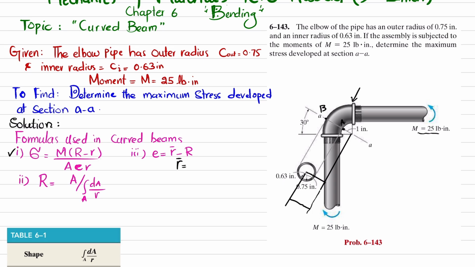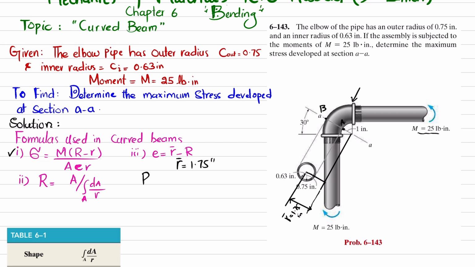Okay. And this R dash, I will write it over here. This R dash is equal to the distance from this center to this point. This is 1 inch already, and the outer radius, which is 0.75. So the total is 1.75. So I will write R dash is equal to 1.75 inch. Now we will find this capital R.